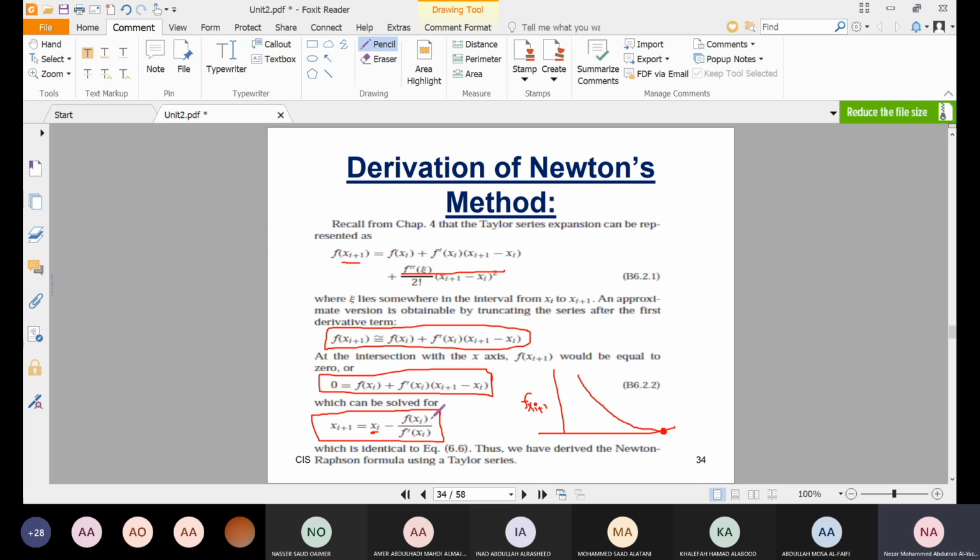The problem with this method is to find the derivative of the function. So for each step, we need to find the first derivative of the function. After that, we evaluate every iteration. Here, this will be our new estimate of the root. This will be the previous estimate of the root or the initial guess, and this will be the evaluation of the function at xi. This will be the evaluation of the first derivative at xi.